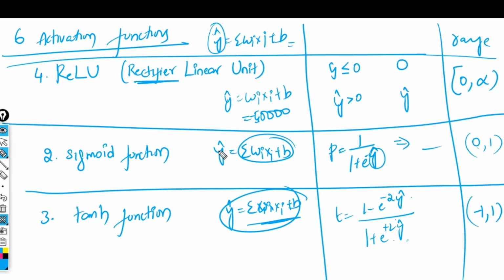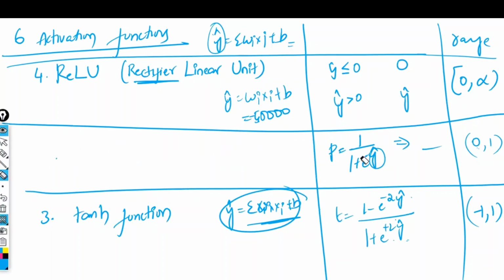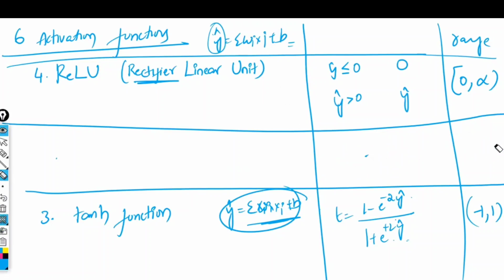Why is this happening every time? Whatever the sigma wi xi plus b is there, that value is going to be converted. Next one is called leaky ReLU. ReLU only, but leaky.